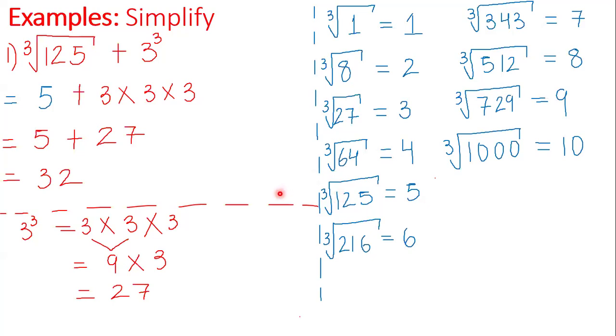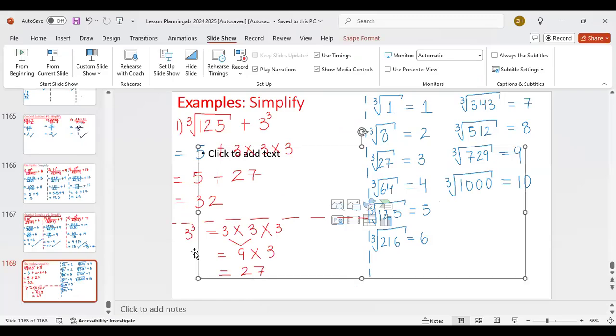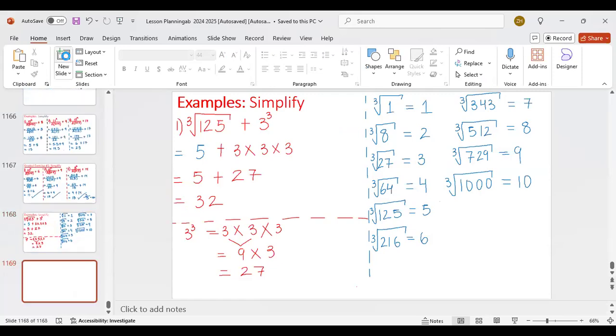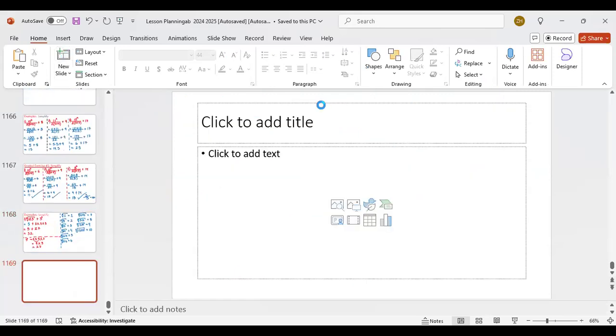All right. So let's do another example. I said, any other questions? Please message me. Okay. All right. Let's do another example on this.